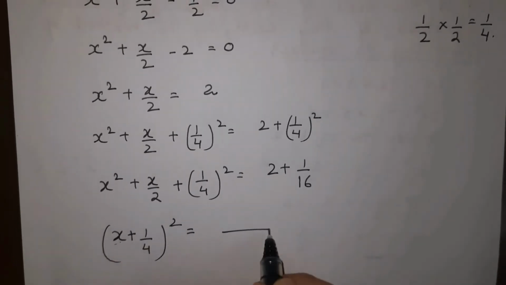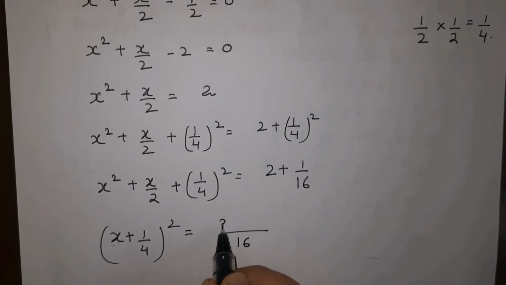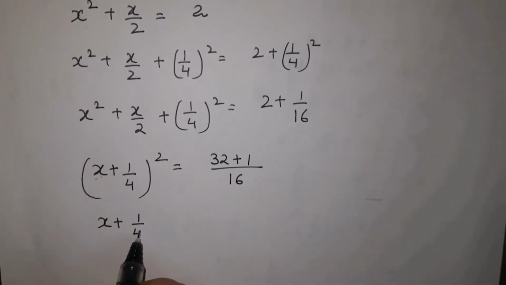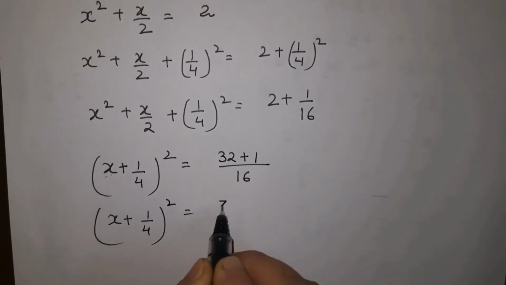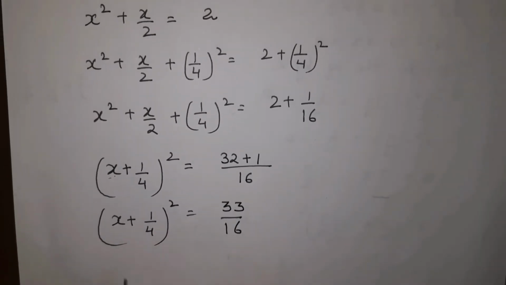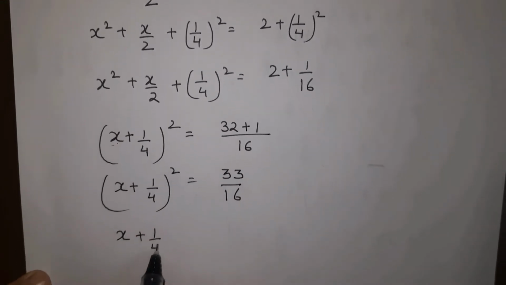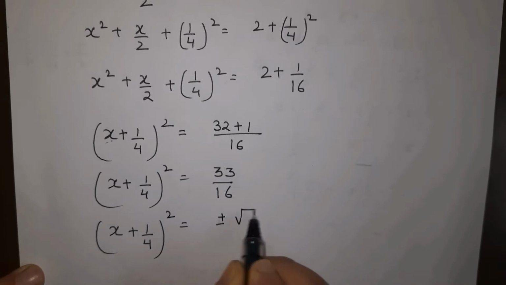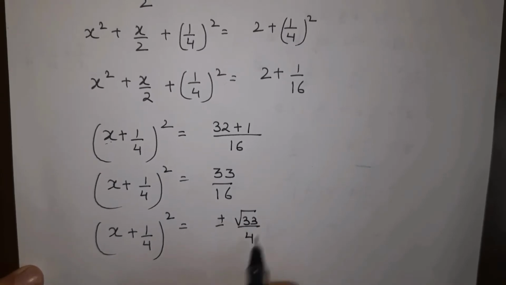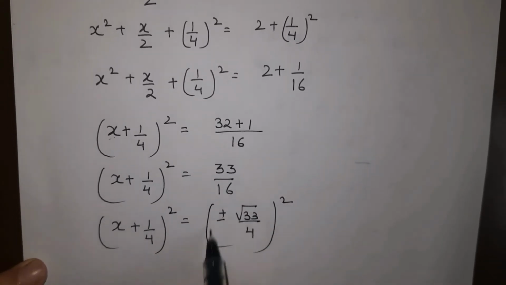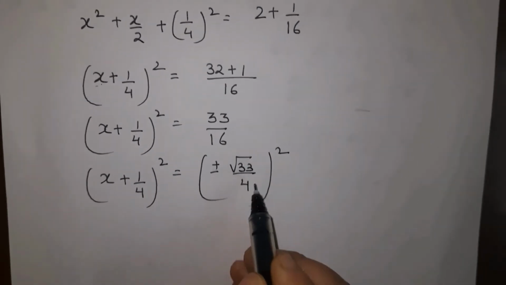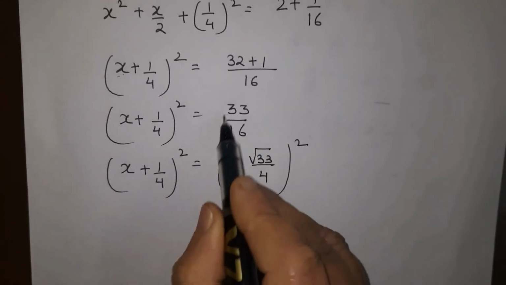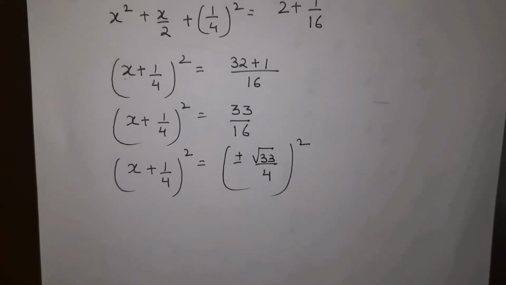And here 16 is the LCM. So this is 32 plus 1. So (x plus 1 by 4) whole square is 33 by 16. Now we have to see 33 by 16 is a square of which number? This can be (root 33 over 4) whole square. When you find the square of root 33 by 4, it will be 33 by 16. Positive and negative, both values will come out to be 33 by 16.